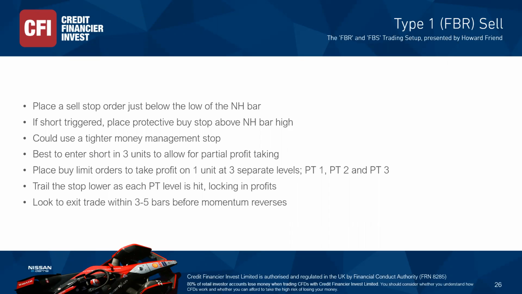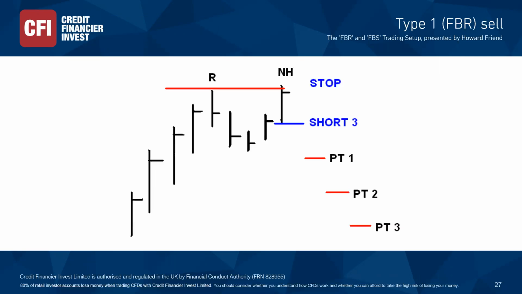So when we hit our PT1 level, we're looking to buy back one of those 3 units and then move the stop. We'll be trailing the stop in the direction of the trend, locking in profits, reducing risk. And then we have a time exit, which kicks in after 3 to 5 bars, which basically says, get me out of this trade because we've spent long enough in the trade. So this is essentially what the FBR sell setup, sell trade looks like.